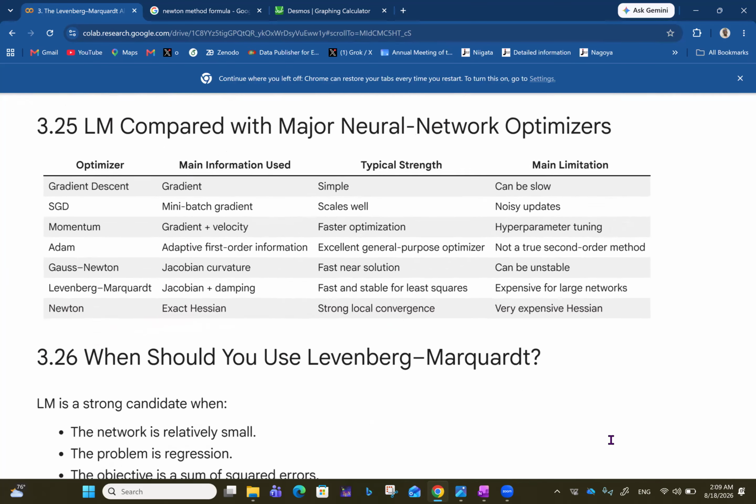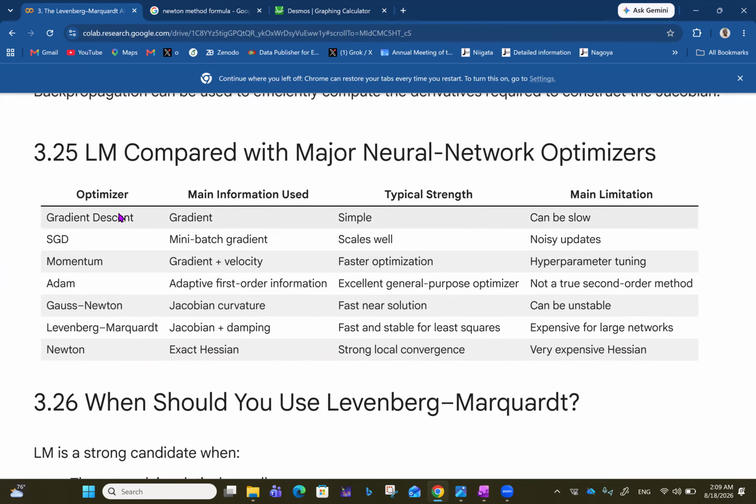So LM compared with major neural network optimizers now. You have gradient descent, where the main information used is the gradient. It is very simple and it can be slow, and that's what is used the most in many AI processes. Then stochastic gradient descent, a mini batch gradient. It scales well and it has noisy updates. Momentum uses gradient plus velocity information, the typical strength is faster optimization, and the main limitation is that it requires hyperparameter tuning. Adam uses adaptive first order information, and the typical strength is that it is an excellent general purpose optimizer, and it's not a true second order method like LM.